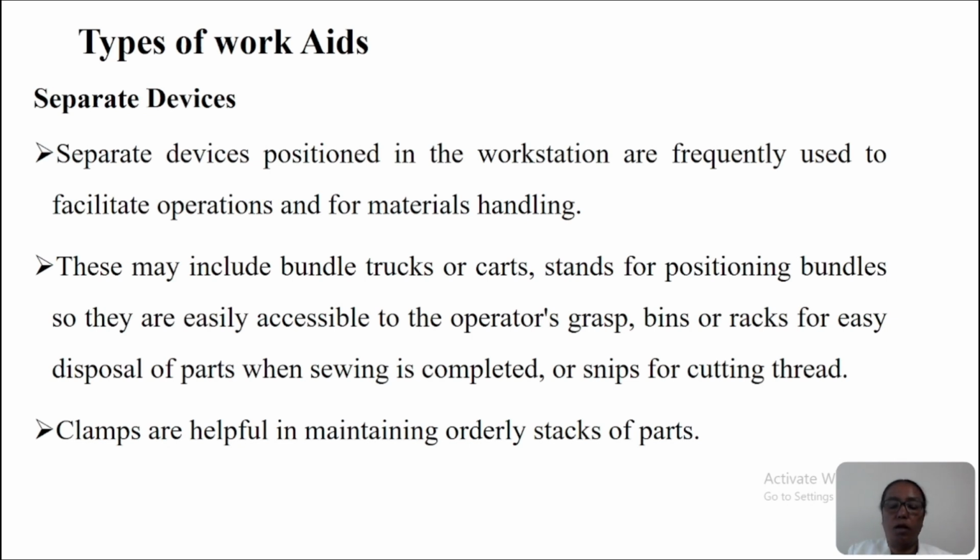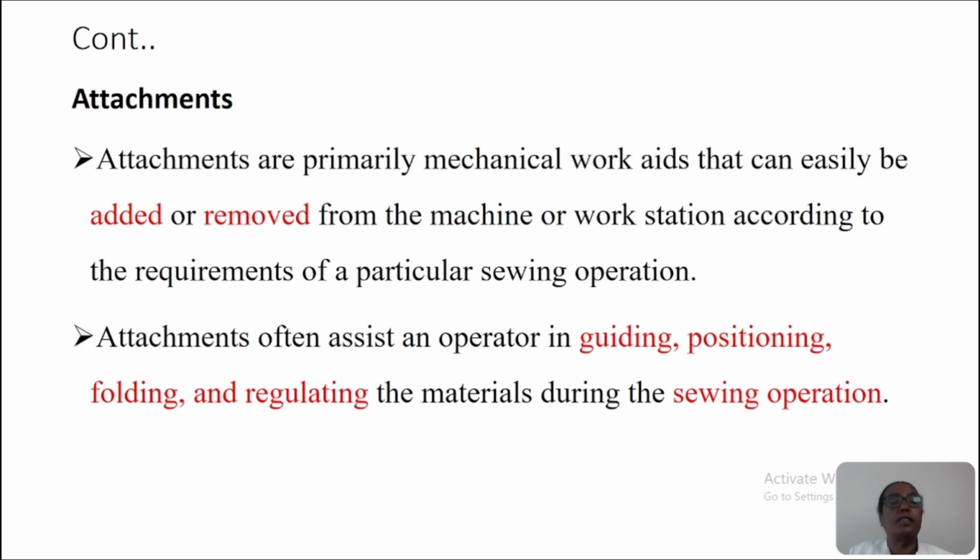Another type of work aid is attachments. Attachments are primarily mechanical workheads that can easily be added or removed from the machine or workstation according to the requirement of a particular sewing operation. These attachments are mechanical workheads that you add or remove on your machine as a workstation.